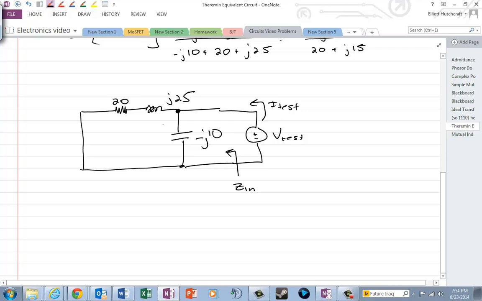The 20 plus J25 is in parallel with the minus J10, and that's what our input impedance would be, because you can see we can combine those 20 plus J25 in parallel with minus J10, and that would be just the resistance there by itself, and so V test over I test would be just that impedance. Okay, so we need to figure out what that is, and that is our Z Thevenin.